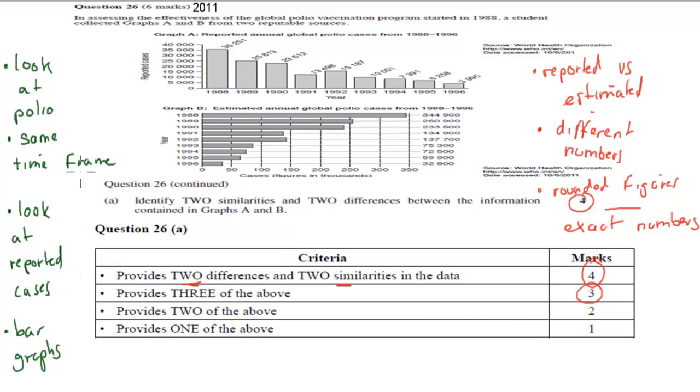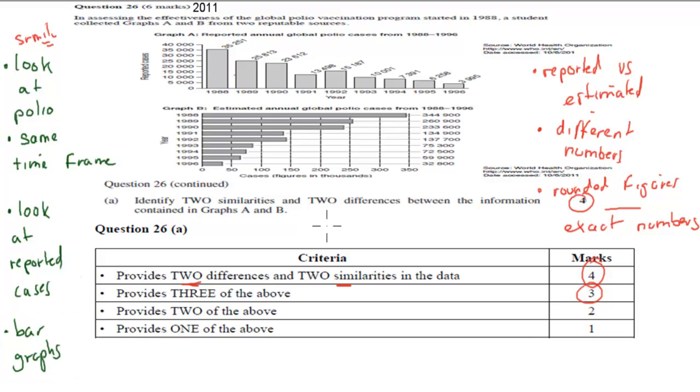So this is how the data is similar. They both look at polio, the annual global polio cases. They also look at the same time frame, between 1988 and 1996. And they both examine the reported cases, so they're not looking at apples and pears. This last one would have been maybe dangerous to write: they both have bar graphs, because that is not actually information, it's the presentation of information. So the first 3 would have been definites, and this one would be a maybe.